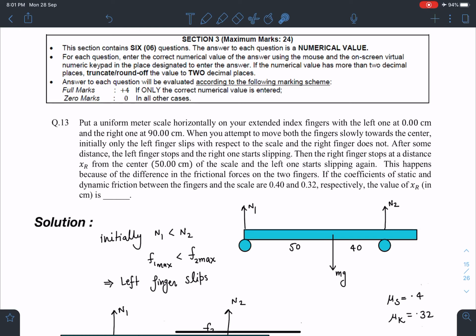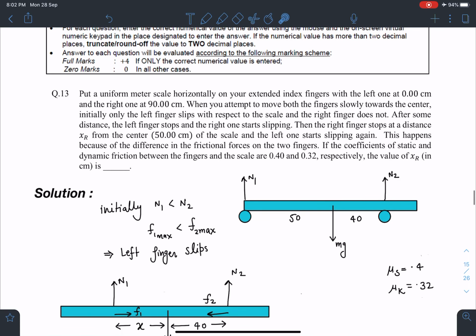When you attempt to move both the fingers slowly towards the center, initially only the left finger slips with respect to the scale and the right finger does not. After some distance, the left finger stops and the right one starts slipping. Then the right finger stops at some distance XR from the center of the scale and the left one starts slipping. This happens because of difference in the frictional forces of the two fingers. If the coefficients of static and dynamic friction between the fingers are given as 0.4 and 0.32, then they are asking for the value of XR in centimeter.